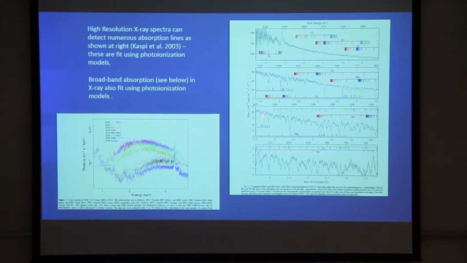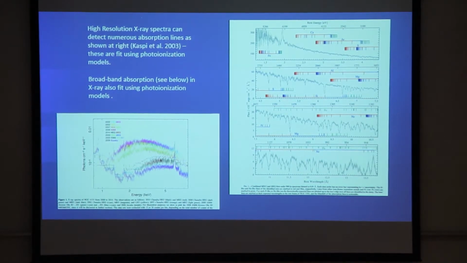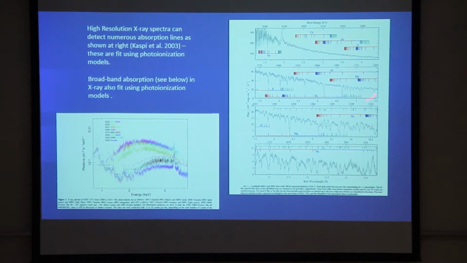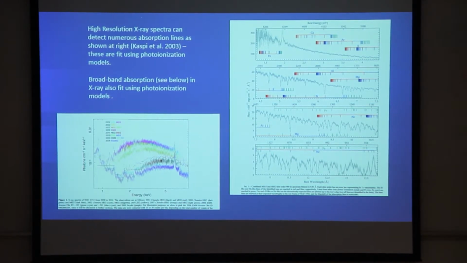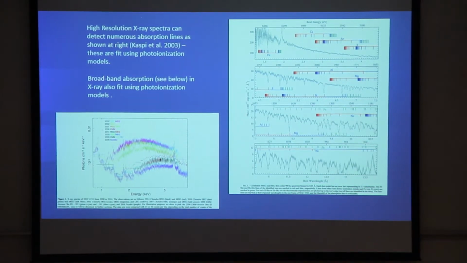This is from a paper by Kaspi et al. And this is a 900 kilosecond, very, very long exposure time on an AGN. And you can see this myriad of lines, and he identified all these different transitions from these elements. He was able to fit that with photo-ionization models and determine what the physical properties of that gas were.